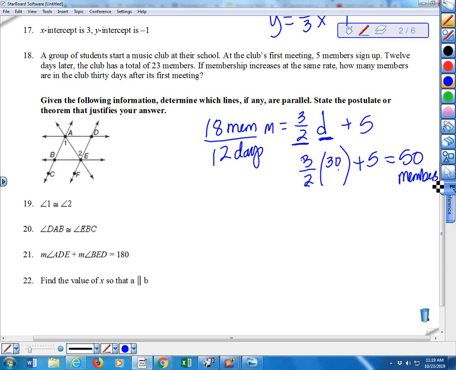So anytime they say constant rate, that means it's the equation of a line. It means your slope is constant, same slope. So now you had to just figure out what the slope was and what the slope represents. The slope represented the number of members per day.